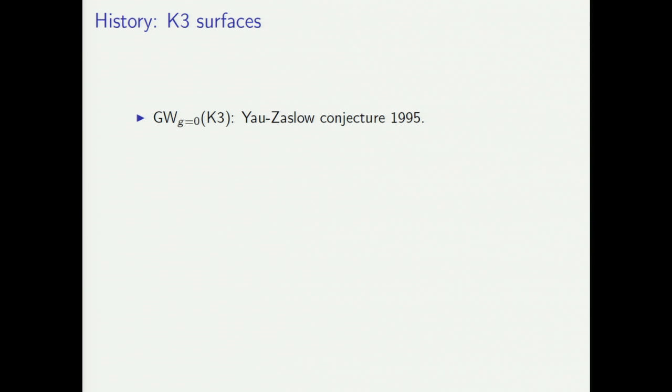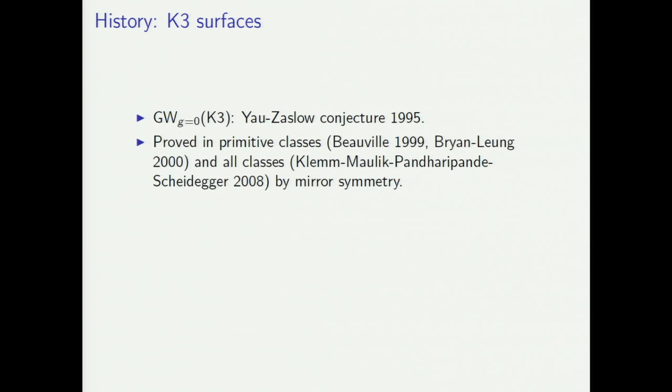in genus 0, there was the Yau-Zaslow conjecture in 1995 for precisely what the Gromov-Witten theory looked like, which was proved in primitive cases by Beauville and Bryan and Leung, and then in all classes by Klemm, Maulik, Pandharipande, and Scheidegger in 2008 by mirror symmetry for hypersurfaces and toric varieties, so by translating the problem using mirror symmetry into a problem in calculating periods.